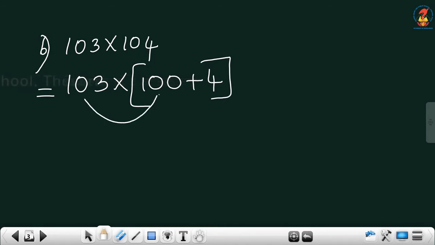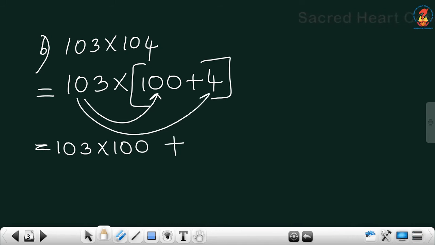After expanding the number, what is the next step? You have to open the bracket. That means multiply this way. 103 into 100. What is the sign in the question? Plus. What is the sign in the bracket? Plus. Again 103 into 4. Till this much is clear?